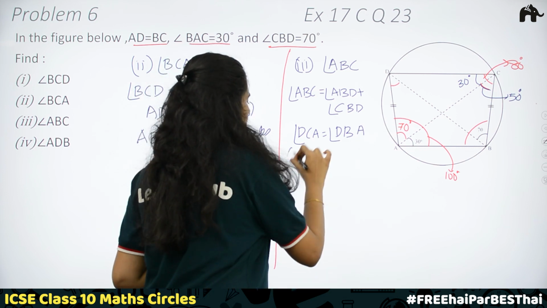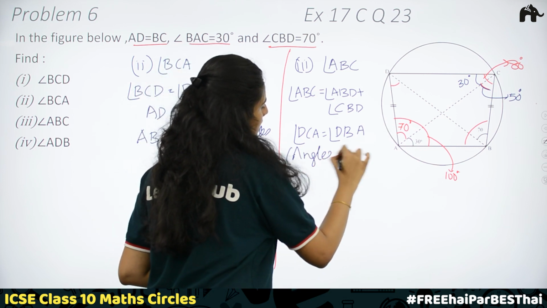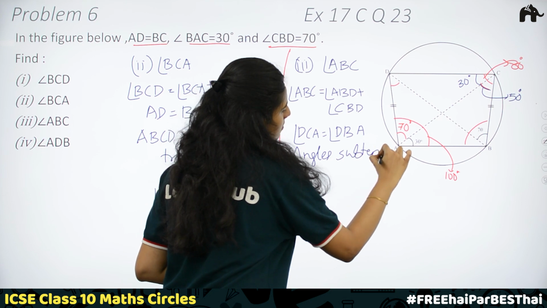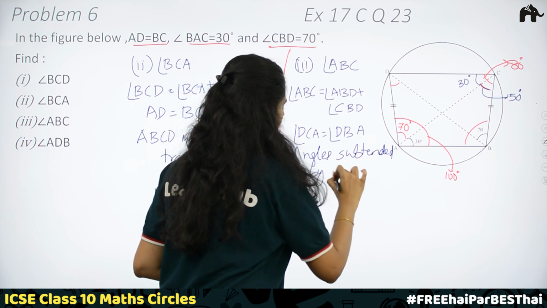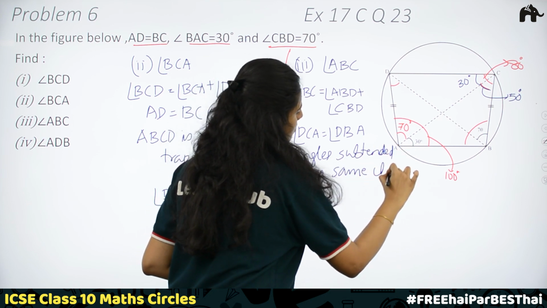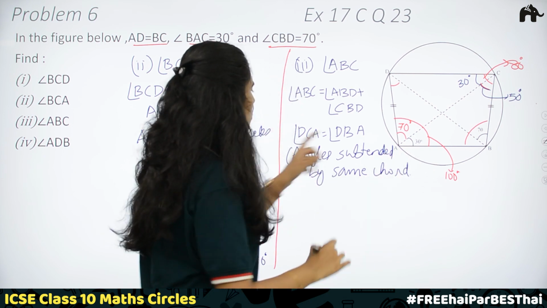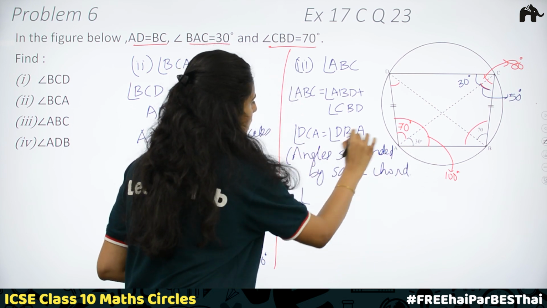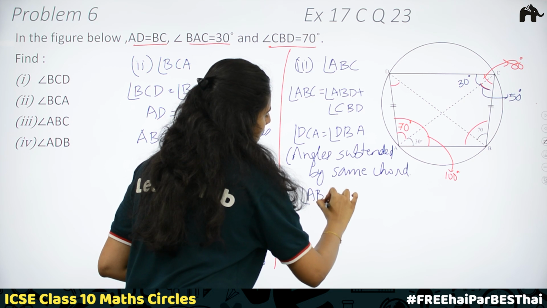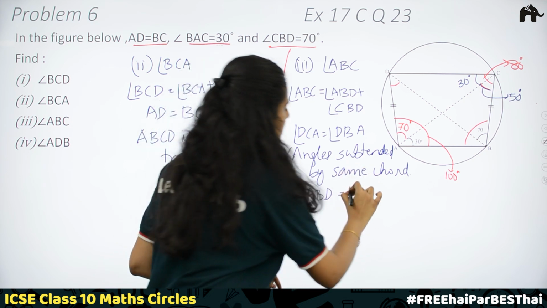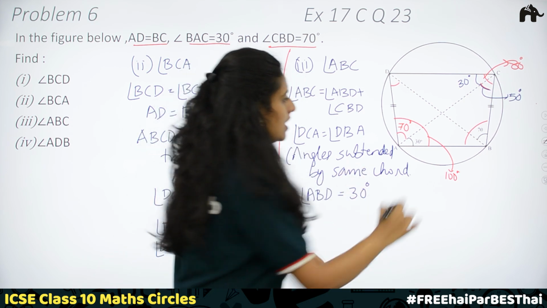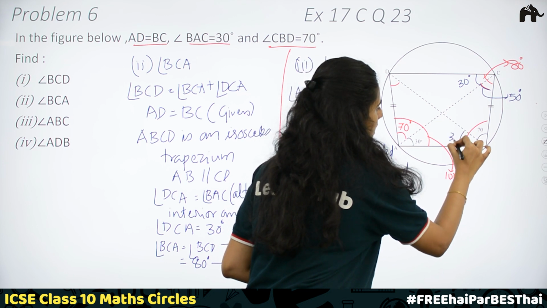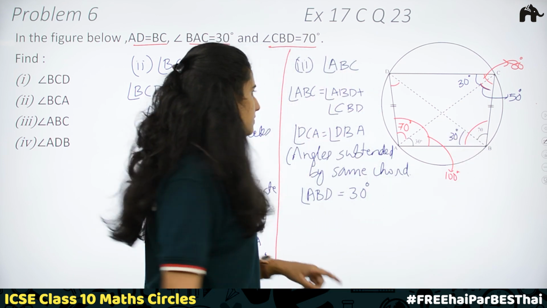Okay. What is the reason? Angles subtended by the same chord. Now put the value, you will be getting angle DBA or angle ABD is equal to 30 degrees. Okay. This part we get 30 degrees.